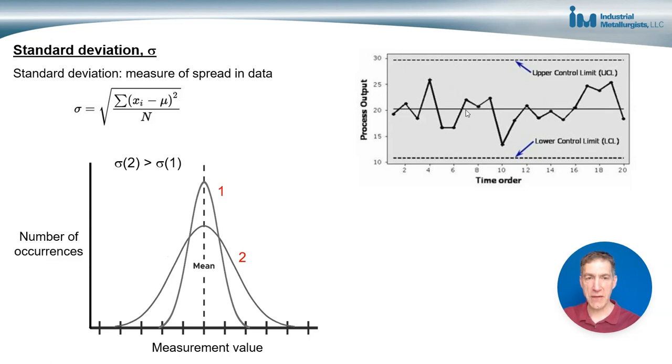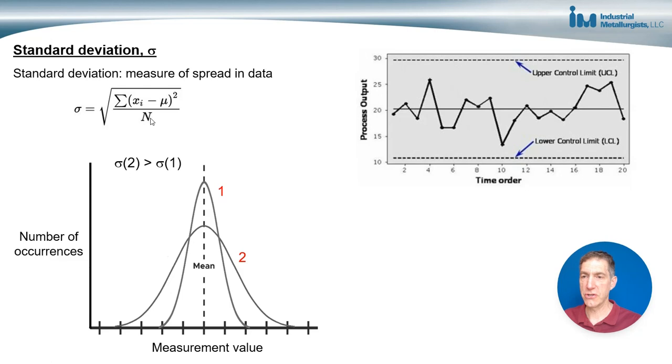And we plot this over time, and then the data that we collect can then be plotted in a histogram, and we plot the number of occurrences versus the measurement value. And if it's a normal distribution or a bell curve, then we get curves such as those shown here. You've got curve number 1, and curve number 2. So plot number 1 is for one set of data, and plot number 2 is for a different set of data. The standard deviation refers to the spread in the data. The larger the standard deviation, the larger the spread in the data. So if we look at data set 1 and data set 2, data set 2 has a larger spread in data, and therefore it will have a larger standard deviation compared to data set 1.